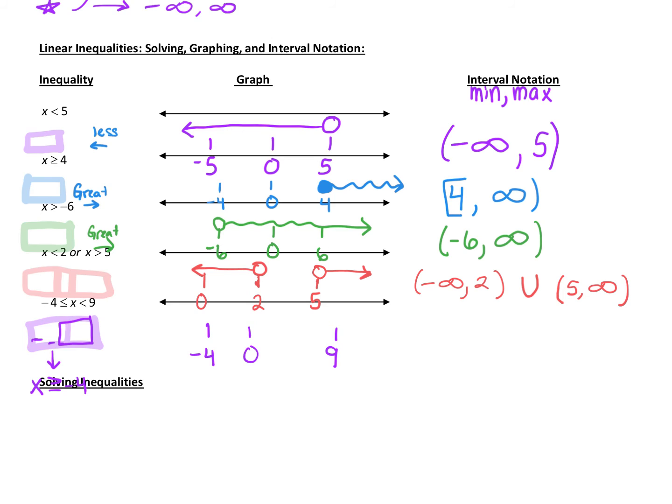So let's plot that. Greater than or equal to means closed circle. Greater than or equal to is going to go to the right. Open circle on the 9, and less than means it's going to go left. So basically it's all the values in between -4 and 9. Now let's write this with interval notation. So -4 is the smallest number, 9 is the biggest number. It includes -4, so we're going to put a square bracket. It doesn't include 9, so we're going to put a round bracket.